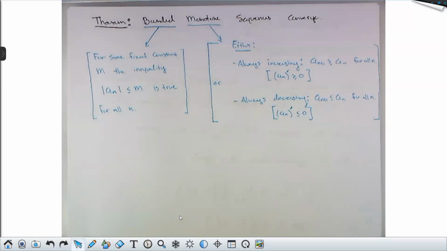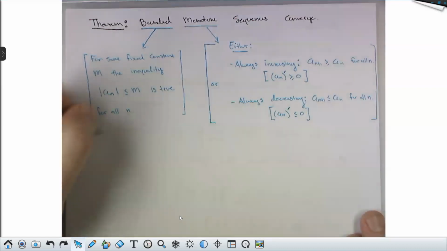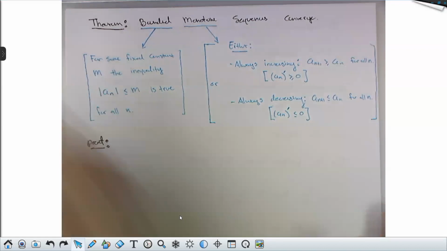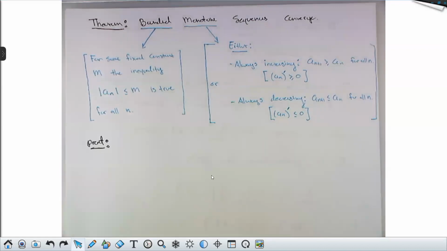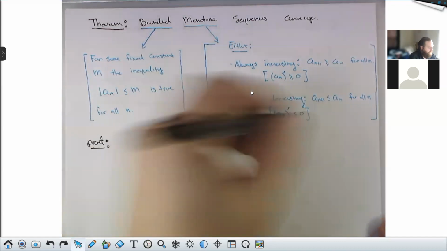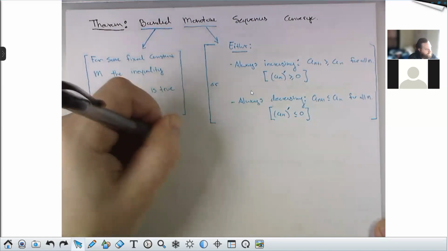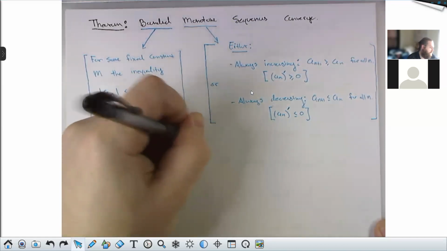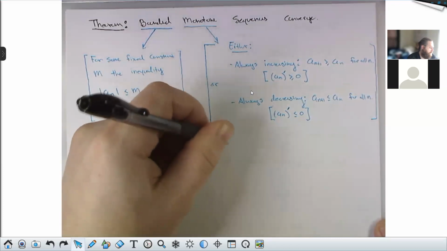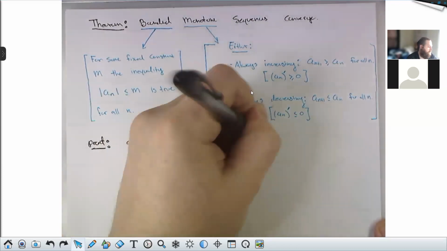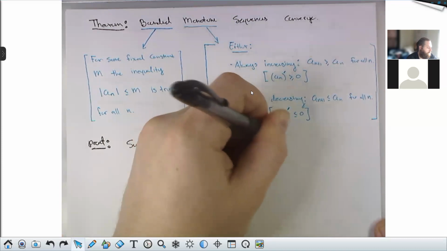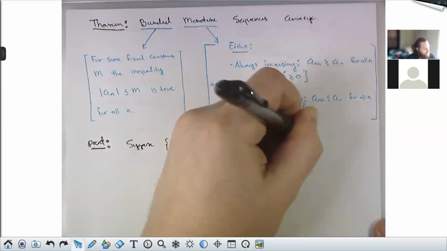Why are bounded monotone sequences convergent? Well, we have to think about a bounded increasing sequence and a bounded decreasing sequence separately. So suppose a_n is bounded and monotone increasing.